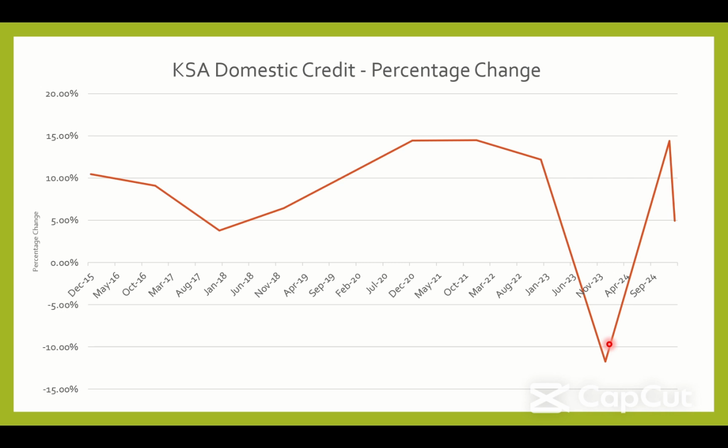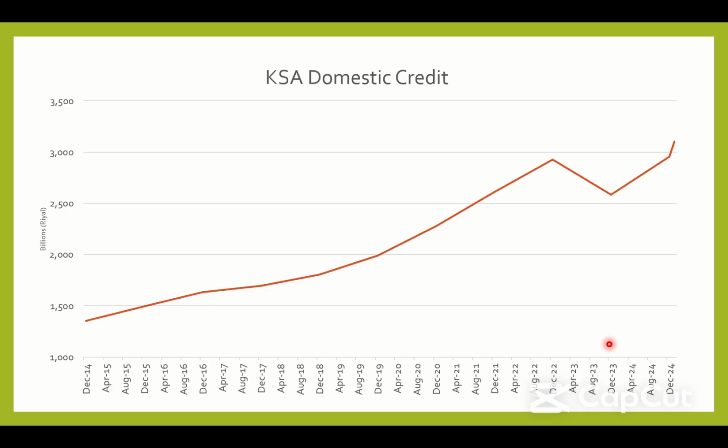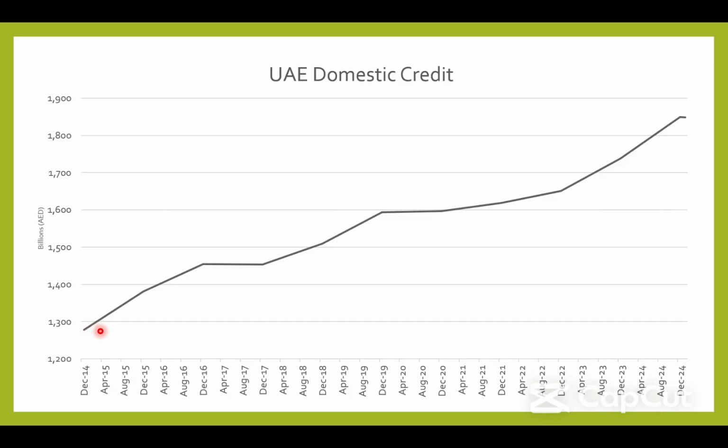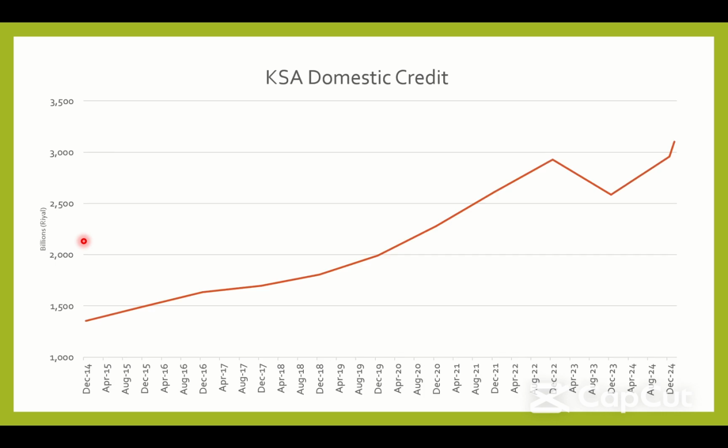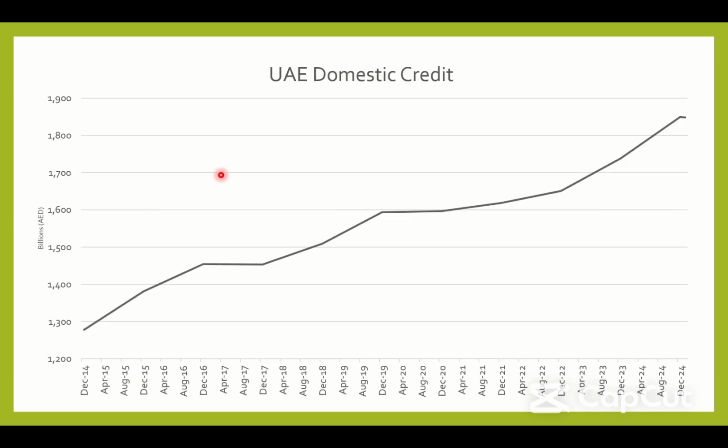Also, one more thing to note is that UAE and Saudi Arabia's domestic credit was around the same from 2014 to 2015. As you can see, Saudi Arabia's domestic credit was around 1500 billion riyals, and for the UAE it was close to around 1300 billion dirhams. But over the years, Saudi Arabia's domestic credit grew much more significantly than the UAE. Saudi Arabia went from close to 1500 billion riyals to just over 3000 billion riyals in December 2024. But the UAE only reached around 1850 billion dirhams in terms of domestic credit. So overall, Saudi Arabia's domestic credit has grown more sharply compared to the UAE, which means they've basically given out more loans to people and businesses.